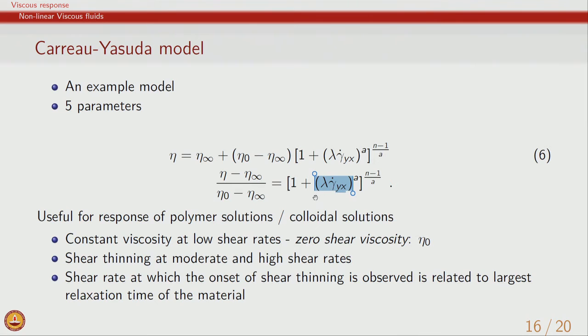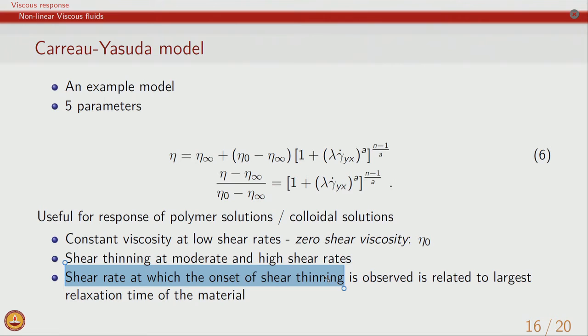Because at very high strain rates, since this term is very large, one can be ignored. So, this one can be ignored whenever the strain rate is very high, and in that case we will have eta equal to eta infinity. At low shear rates we have eta equal to eta 0, and in between there is a transition which is called the onset of shear thinning.